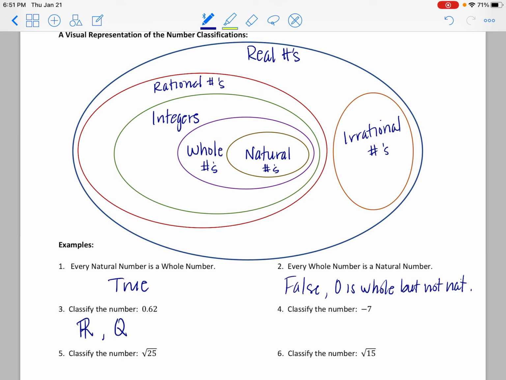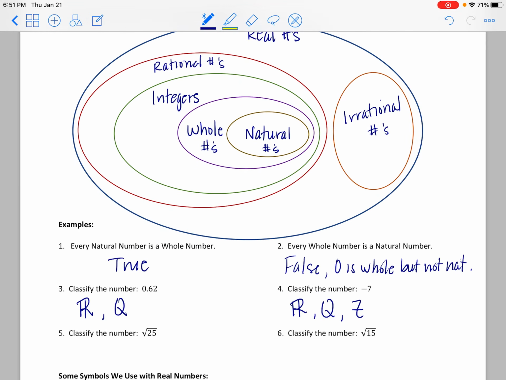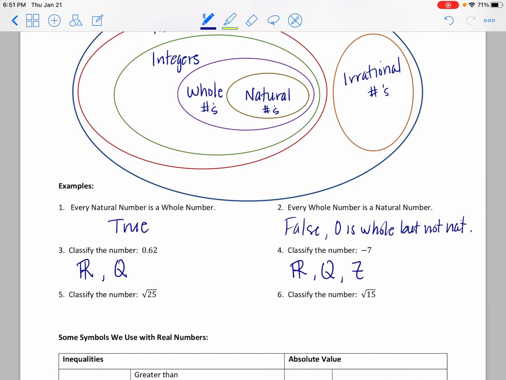-7, again, a real number. I could definitely put that on the number line. It can be written as a fraction. I can stick a 1 under it, so it's going to be rational. It is an integer. That's a negative whole number. So that's going to be an integer, which we call those Z. But it won't be a whole number or natural. Those don't have any negatives. Okay? And then classifying the square root of 25.